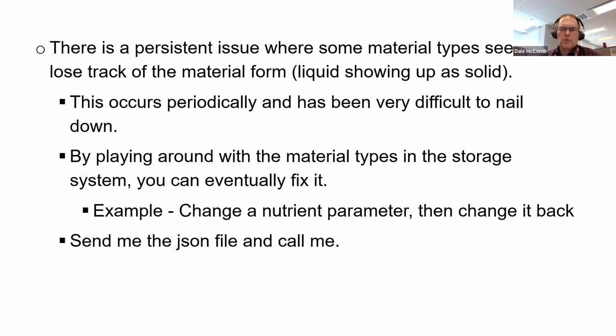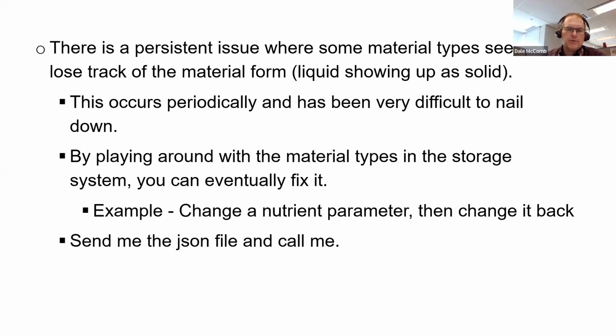So if you can remember what steps you were taking just before it happened, it'd be nice to know that. Try to remember the details. But an example of playing around, you change a nutrient parameter and then change it back. So you could go into the nutrient analysis of the manure, change the nitrogen value to something, tab off of it, go back in and change it to what it's supposed to be. That often remedies it, but not always.